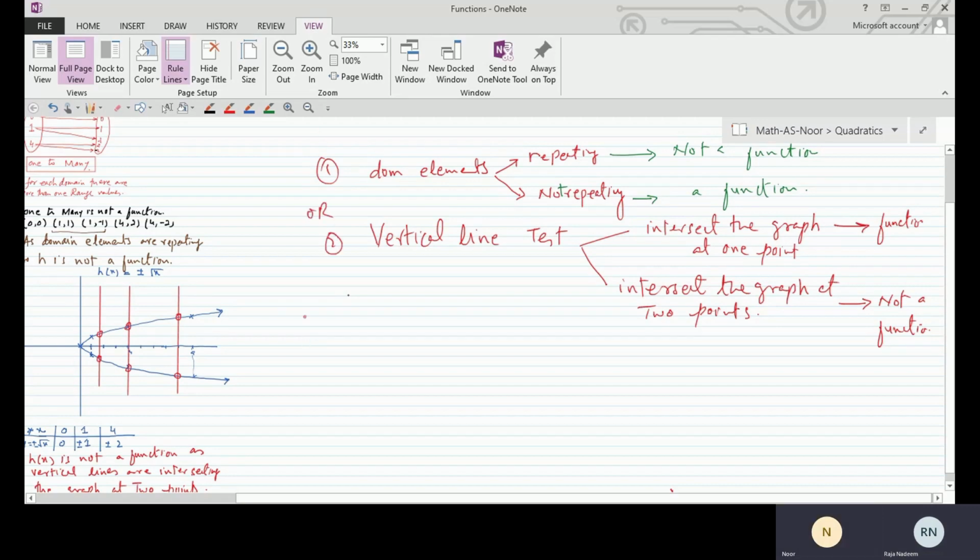Whenever you have a graph, maybe you'll be given a graph in the question, then directly apply the vertical line test. If your vertical line intersects at 2 points, simply write that it is not a function. If you have been given a function, you can plot the graph and then apply the vertical line test. Otherwise, draw an arrow diagram, take some domain values and find the range values against them, and then comment by looking at repeating and non-repeating domain numbers. So there are two methods which will help to figure out whether a relation is a function.